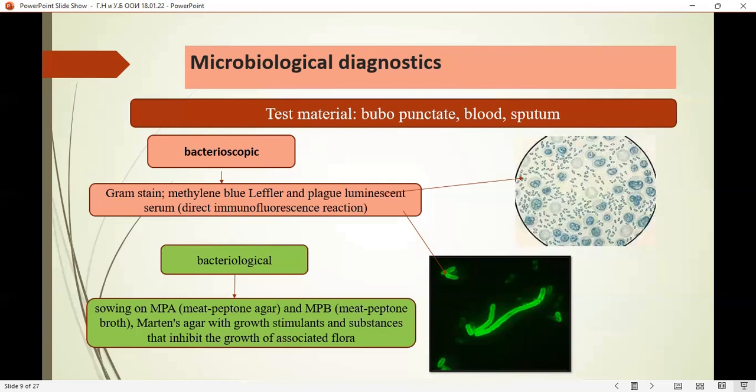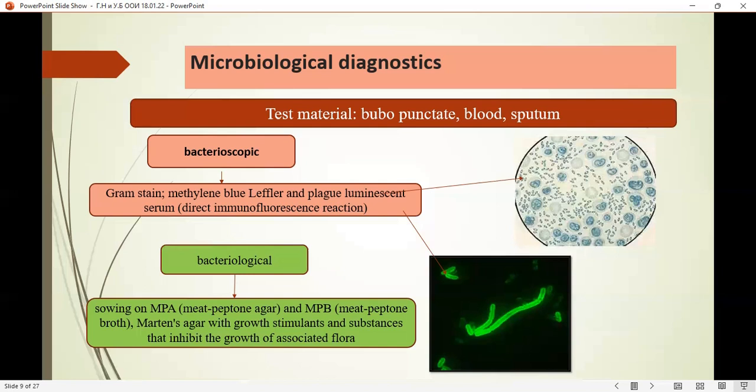During bacterioscopic examination, the prepared specimen is fixed in Nikiforov's mixture and stained according to Gram or methylene blue according to Leffler. Immunofluorescence reaction is used as an express diagnostic, which makes it possible to make a preliminary diagnosis after 2 hours. The direct immunofluorescence reaction method is based on the fact that tissue antigens or microbes treated with immune sera with antibodies labeled with fluorochromes are able to glow in the UV rays of a fluorescent microscope.